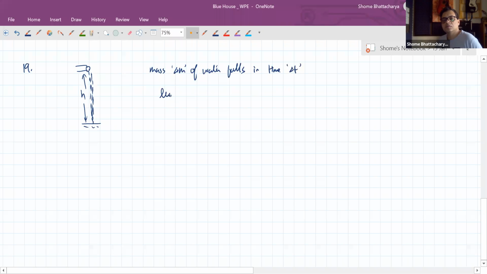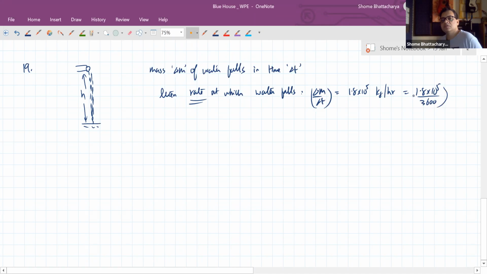then the rate at which water falls, that is delta M by delta T, is this quantity. It is given to us as 1.8 into 10 raised to power 5 kilograms per hour. You can write that as 1.8 into 10 raised to power 5 divided by 3600 kilograms per second. So this is the rate, so much kg per second.